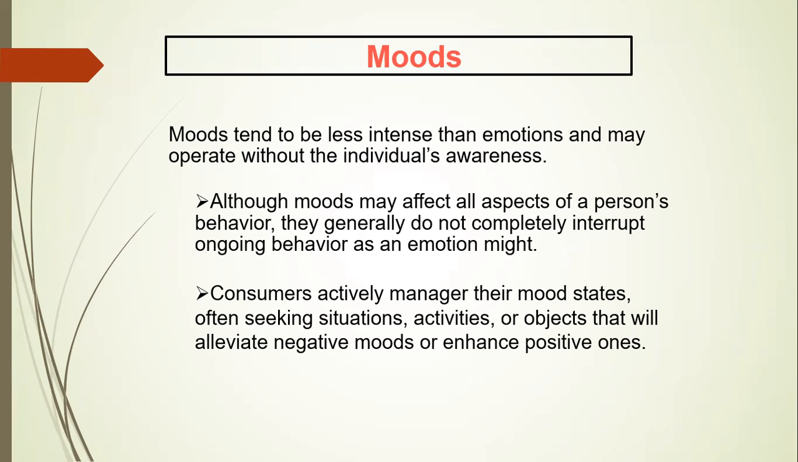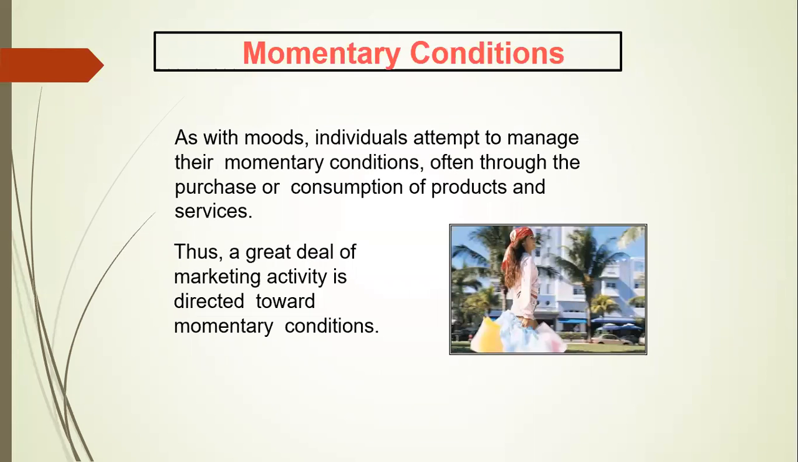They are much less intense. Consumers actively manage their mood states, often seeking situations, activities, or objects that will elevate negative moods or enhance positive ones. Moods matter a lot in the particular situation of purchasing. Next comes momentary conditions. As with moods, individuals attempt to manage their momentary conditions also, often through the purchase or consumption of products and services. There is a great deal of marketing activity directed toward momentary conditions.